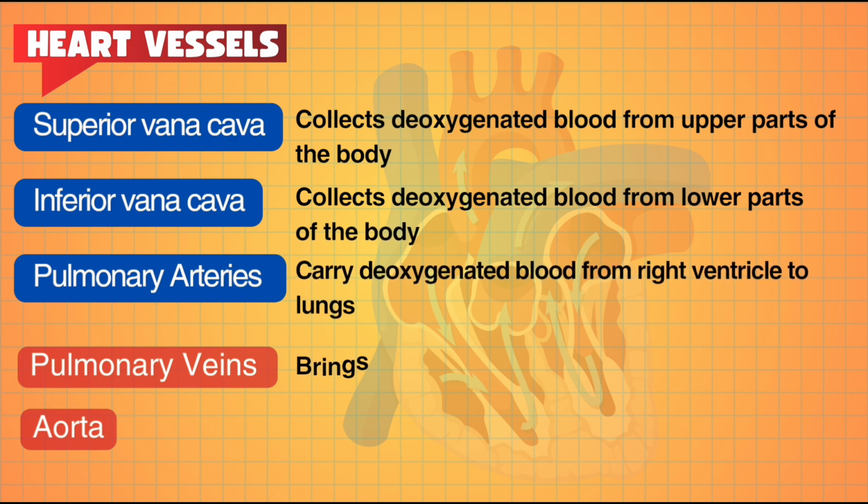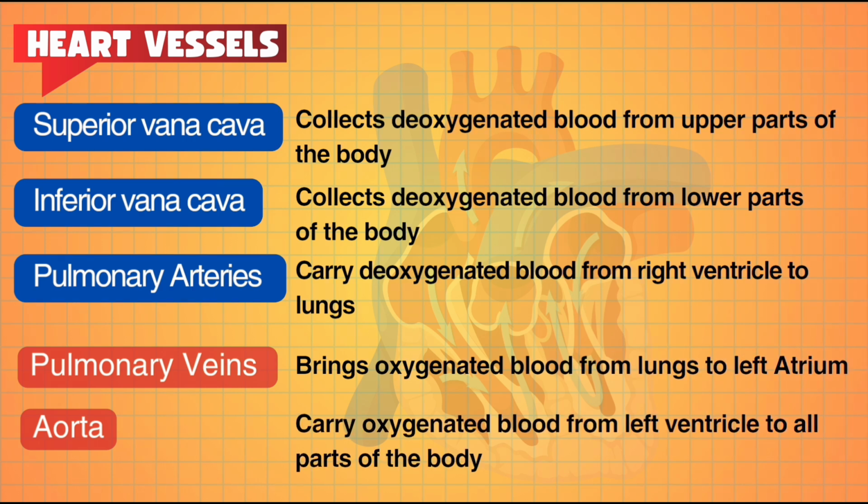Pulmonary arteries. Carries deoxygenated blood from right ventricle to the lungs. Pulmonary veins. It brings oxygenated blood from lungs to the left atrium. Aorta. It carries oxygenated blood from left ventricle to all parts of the body.